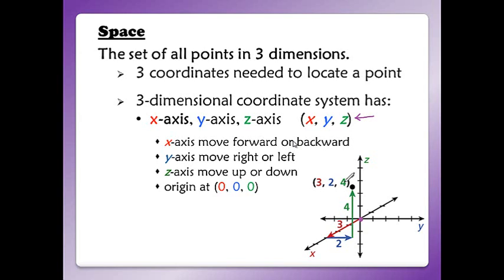So here you have an example of where the point 3, 2, 4 is located. If you were going to plot a point in that 3D space, you would start at the origin, you would move 3 units forward, 2 units to the right, and 4 units up. And that would give you the location of point 3, 2, 4.